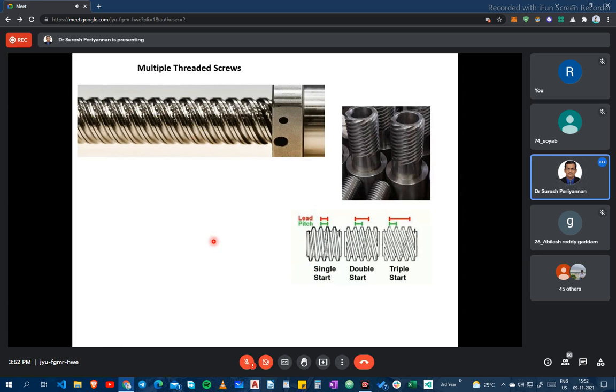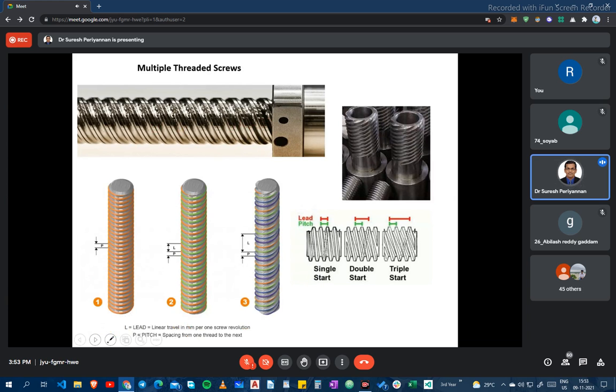Multiple threads are nothing but two or more threads cut side by side around the rod. That is called multiple threads. You are able to see the multiple threads here. This is a double start thread. Now I'm going to show you a clear diagram. See here, this is a single start thread. This is a double start thread.